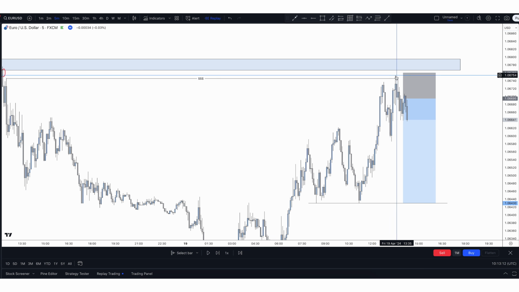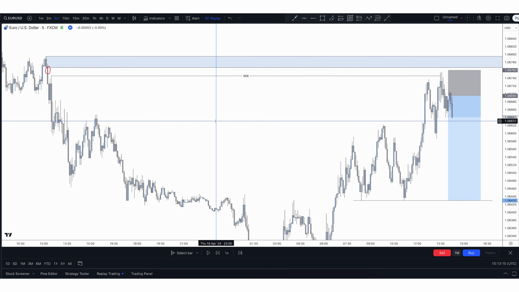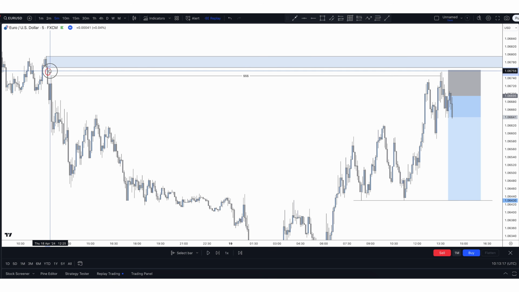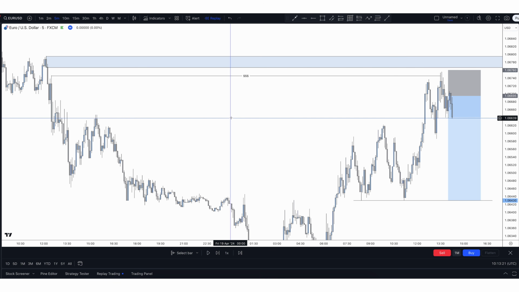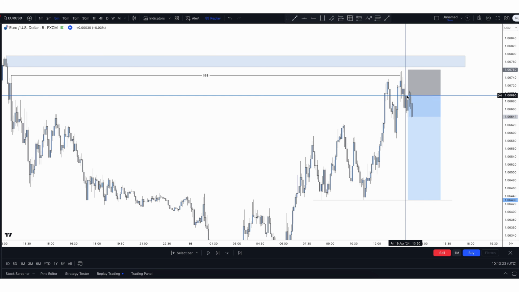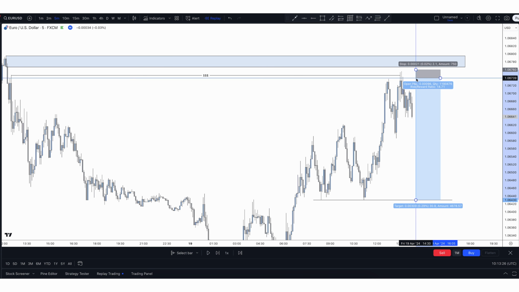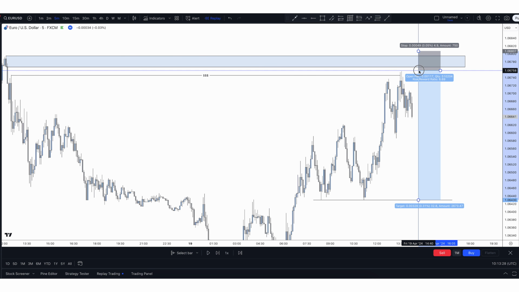Sometimes I will take trades from points of liquidity when they're very obvious. But when we look at this trade, it was so damn obvious that this imbalance was going to be filled. It's such a simple trade. And it was so easy to actually win this trade if I'd have done things right. Now, this is what the trade should have looked like.